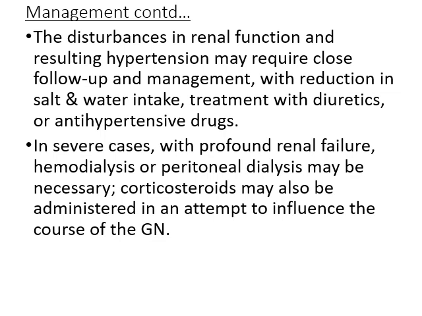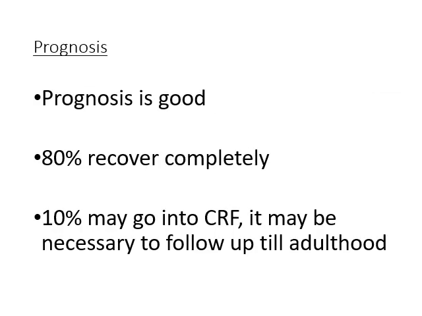Okay. Now, if there is profound renal failure, like in a rapidly progressive one, you may then need to do renal replacement therapy. And then corticosteroids might also be used to influence the cause, because we're dealing with an autoimmune, inflammatory process, and corticosteroids are strong anti-inflammatory agents, so they might have a role in management. Prognosis is usually good, especially for post-streptococcal glomerulonephritis, with 80% recovering and 10% possibly going into chronic renal failure. So it's necessary to follow them into adulthood.